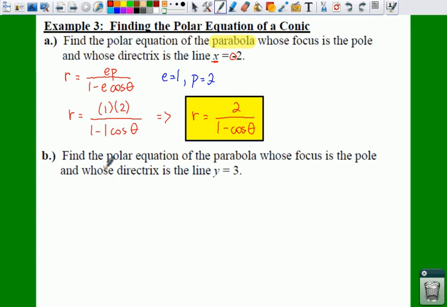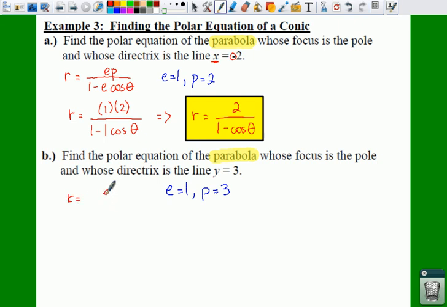So let's do the same thing down here for b. Here we have, once again, another parabola. So if we have another parabola, we know that tells us our e value is just 1. We need to find our p value. Well, p is going to be equal to, if we have y equals 3, the distance from the pole to 3 is just 3.